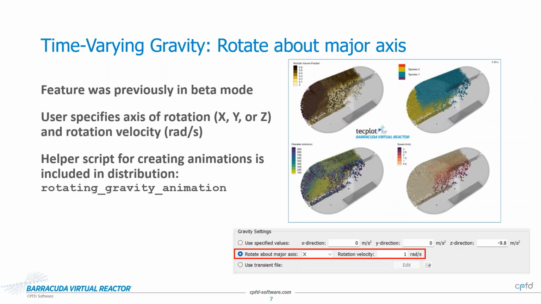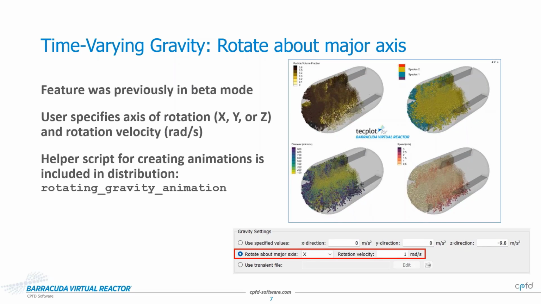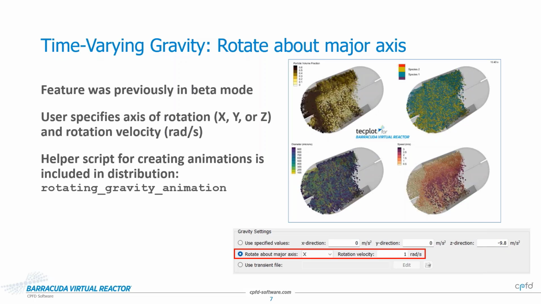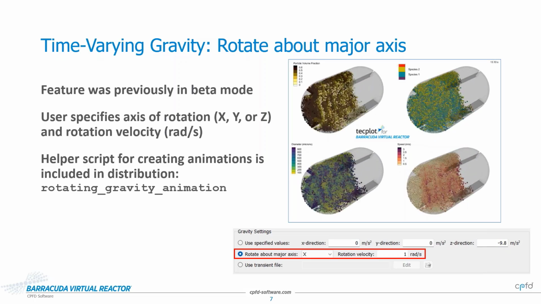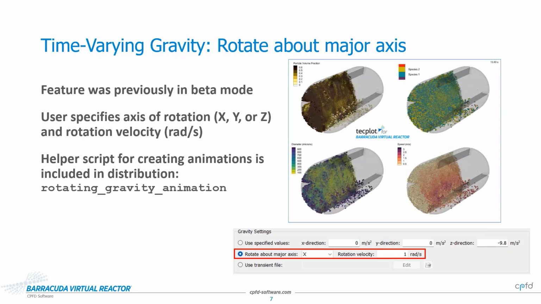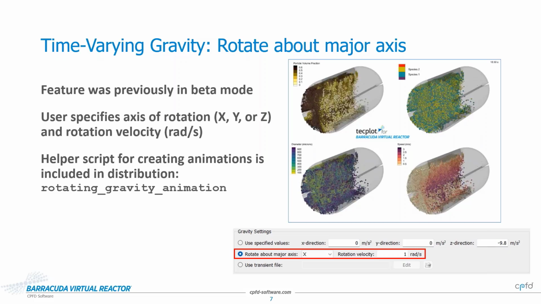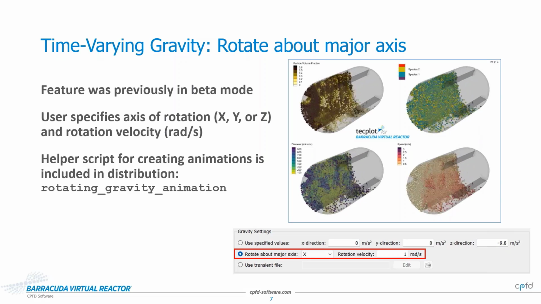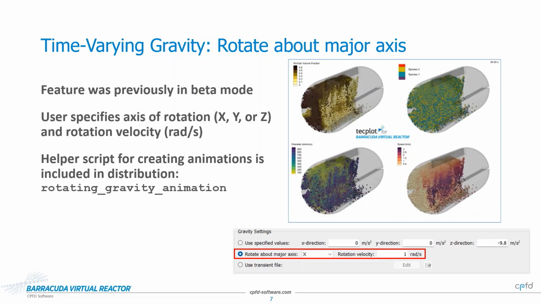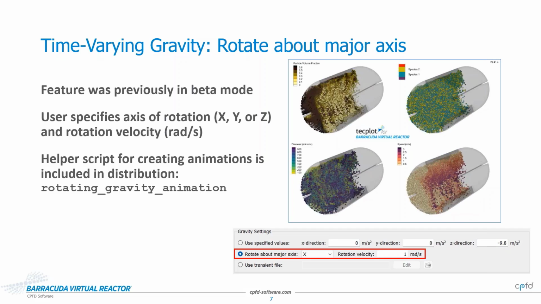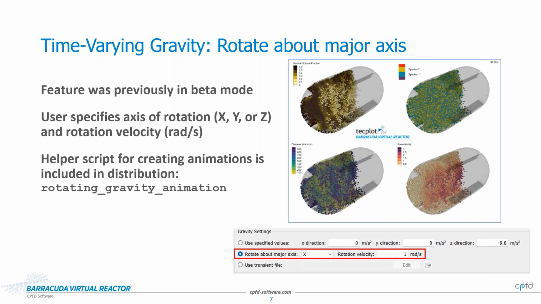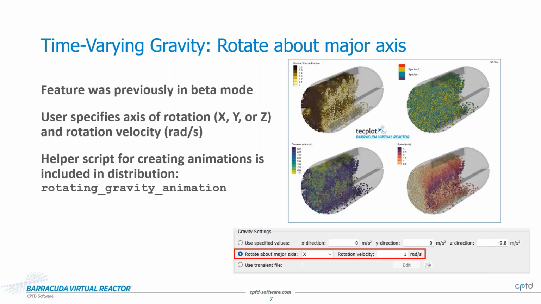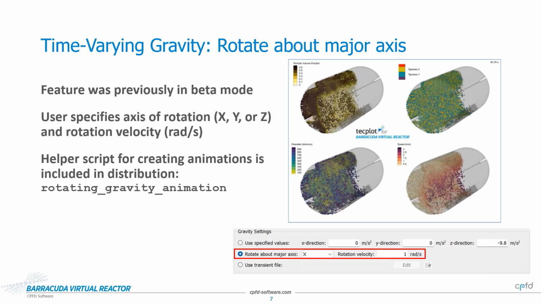Okay, so the first new feature that we'd like to highlight is time-varying gravity and specifically rotating about a major axis. And so this is a feature that was previously in beta mode of Barracuda, and this has been in beta mode for I think about a year. And so you may recognize this animation that we're showing on the right-hand side here of a rotating cylinder with some wall surfaces that are agitating the particles as the gravity vector is being rotated about the central axis of the cylinder. And so now this feature has been moved out of beta mode, so it's fully supported and fully documented.